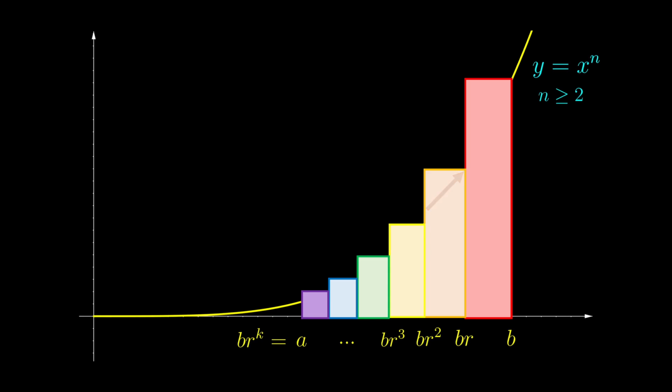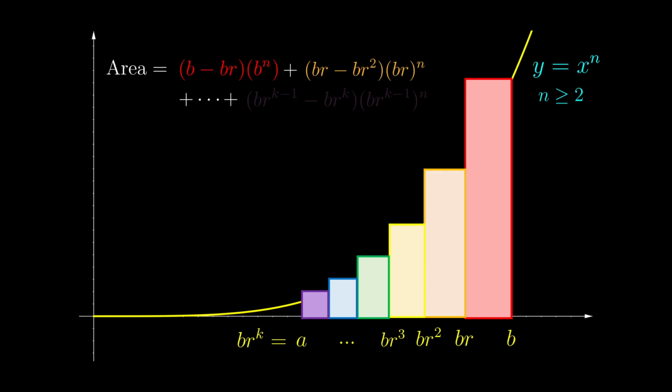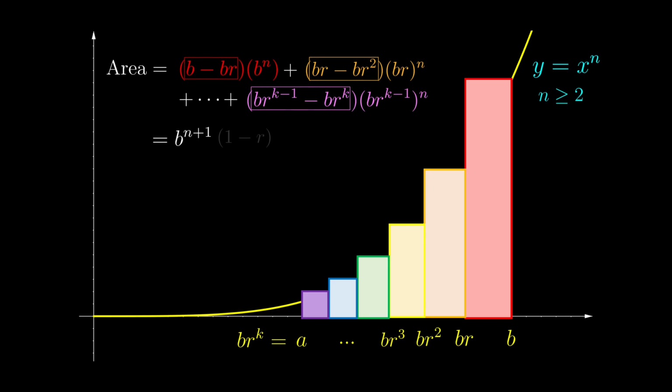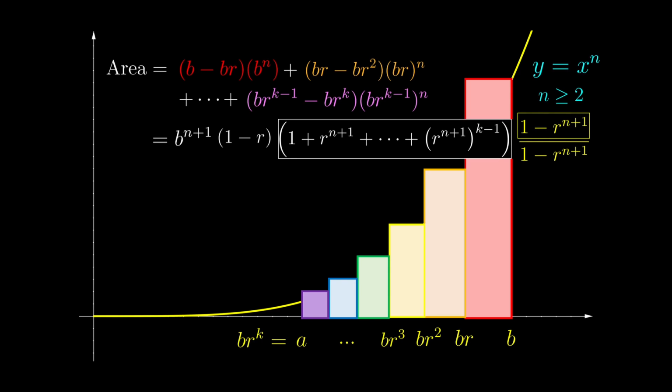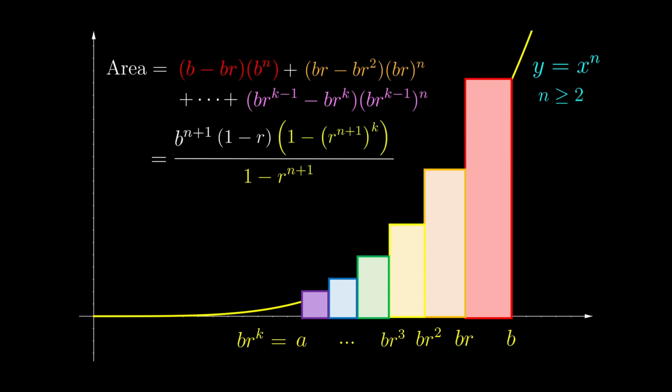And so, the area can be calculated as the sum of the products of width and length of these rectangular strips. Note that each term has a factor of b to the power n plus 1, and also each term has a factor of 1 minus r. And now, what remains is a geometric sequence. Then by multiplying both numerator and denominator by 1 minus r to the power n plus 1, we note that these two have a simple product. We can simplify this geometric sequence.